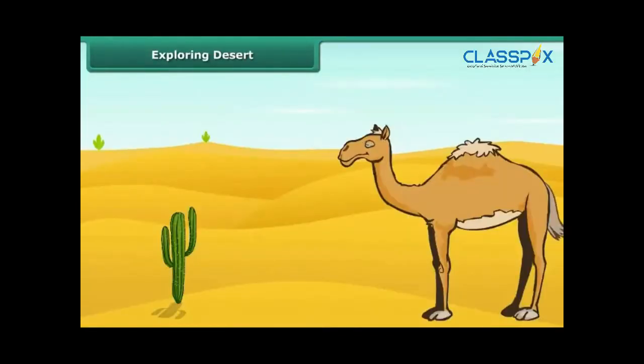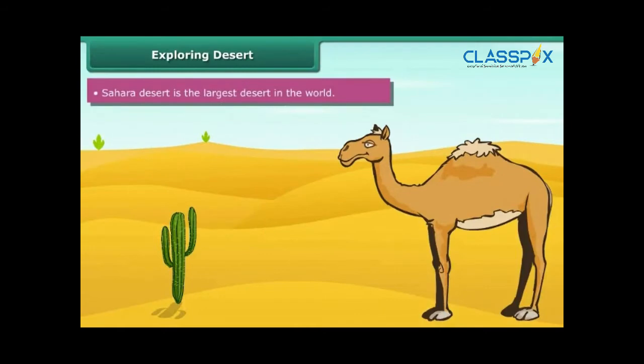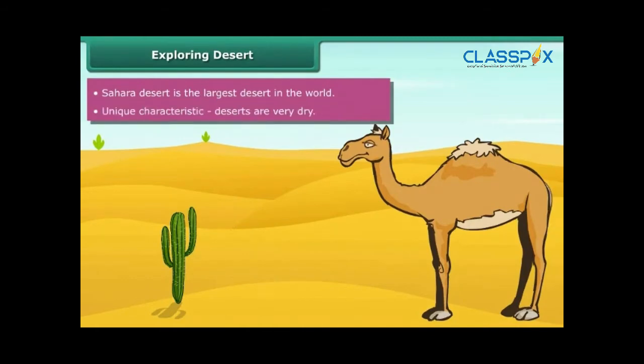Students, did you know that Sahara Desert is the largest desert in the world? It is located in Africa. Deserts have a unique characteristic of being dry. They are hot and dry due to high rate of evaporation and limited rainfall. Plants and animals living in deserts have modified features to survive in such extreme conditions.